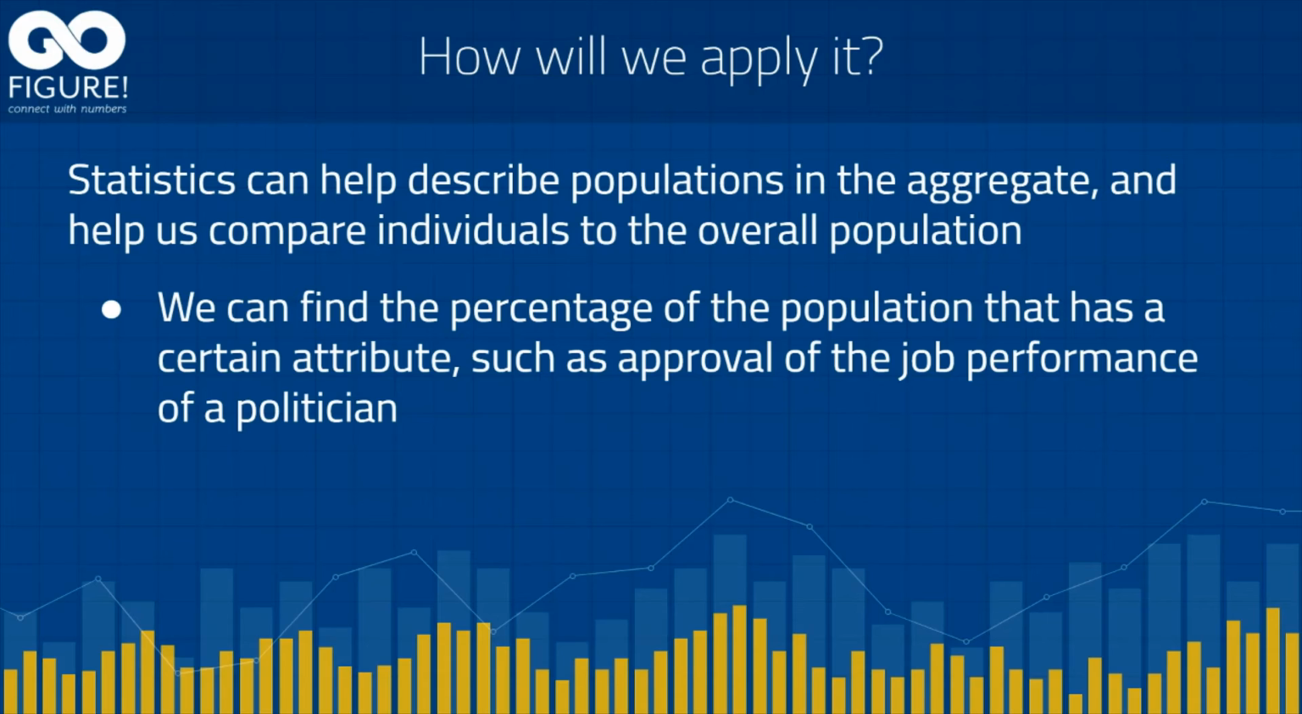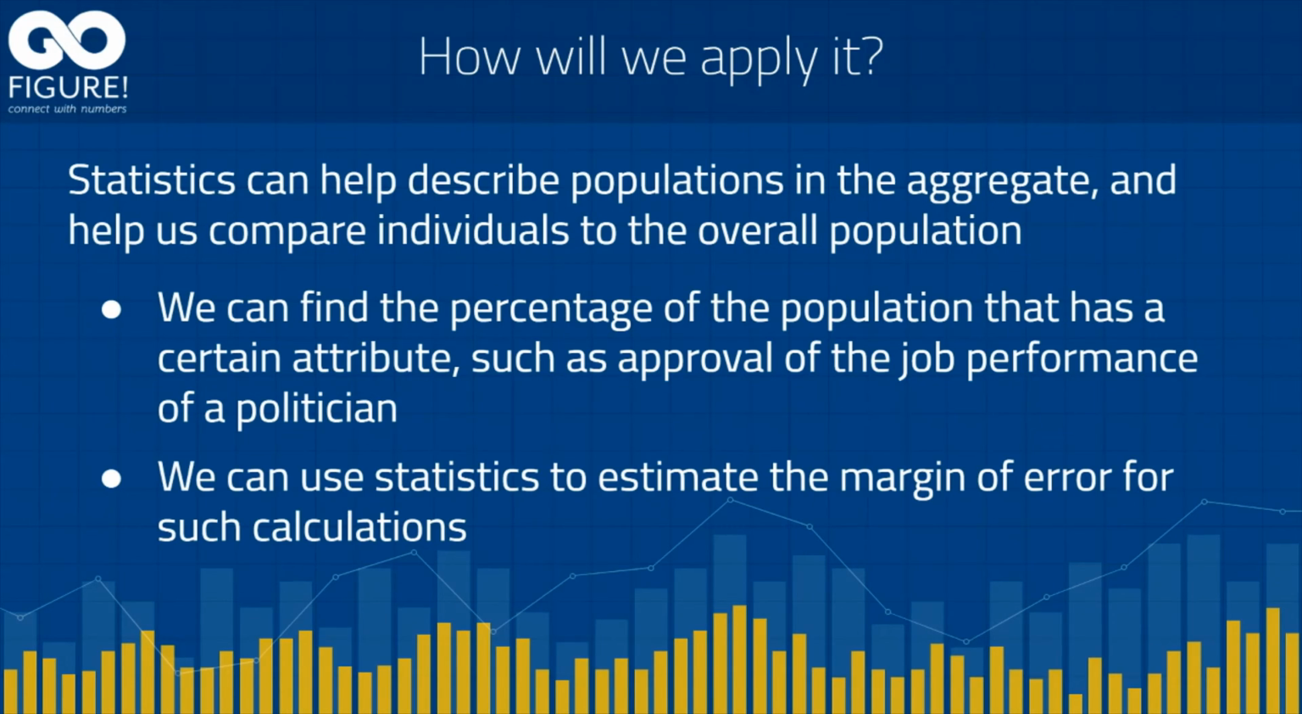We can find the percentage of the population that has a certain attribute, such as approval of the job performance of a politician. So this would be an example of what's known as the approval rating. And in all of these cases, we can use statistics to estimate the margin of error for our calculations.